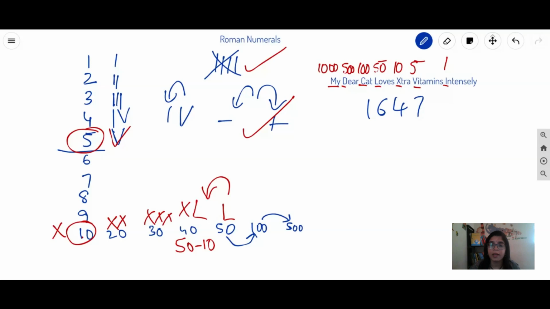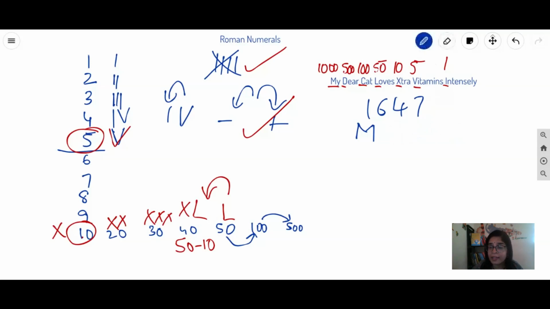Let's take 1647. This is how I would write it. 1000, and for 1000 I know it is an M, so I write an M. Next is 600. You might think for 600 I have to write C, C, C, C, C, C. Can I write like this? No. Why? Because in Rome, people don't use the same thing more than 3 times. This is coming 6 times. So I should not be using this.